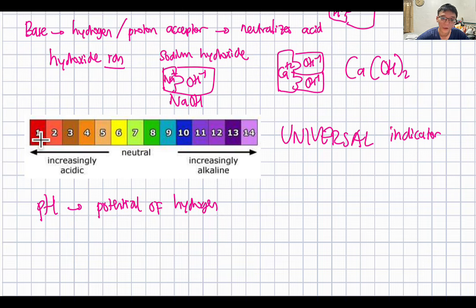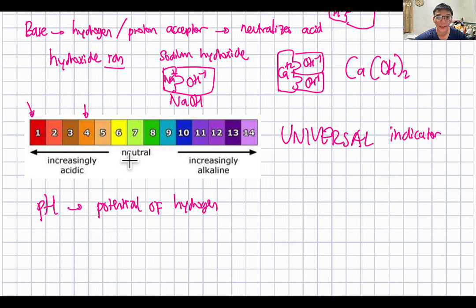For example, you found a red substance after being submerged in universal indicator. It means that it's very acidic, for example like stomach acid. While for Coca-Cola, I think it's like 4 or 5, so it should be orange instead of red. For your soap, it should be purple, something like that. So this is the universal indicator.